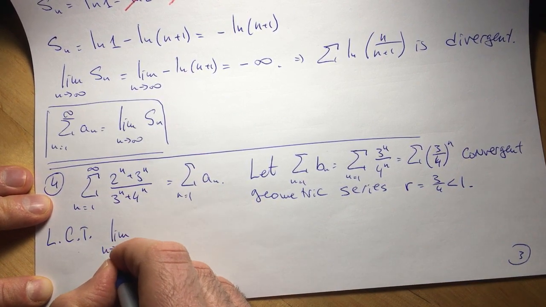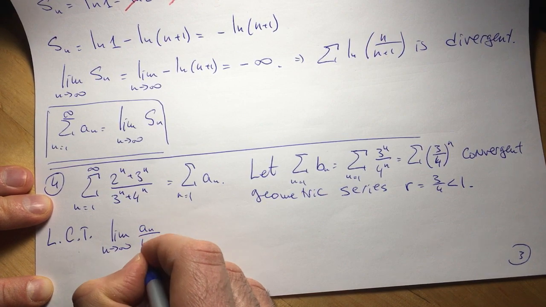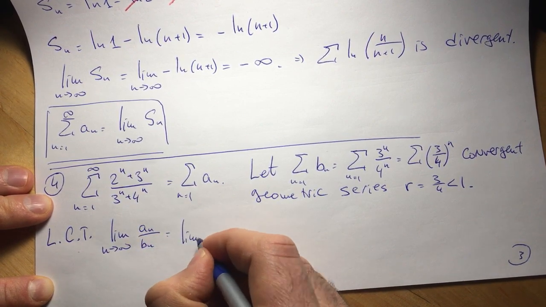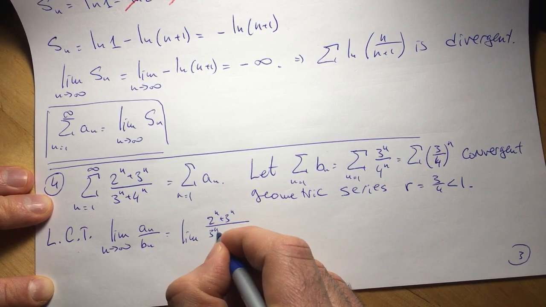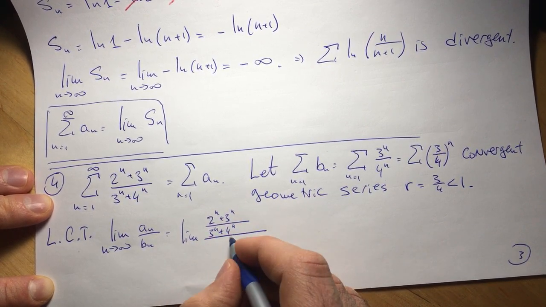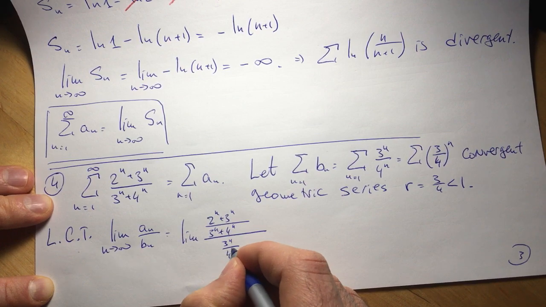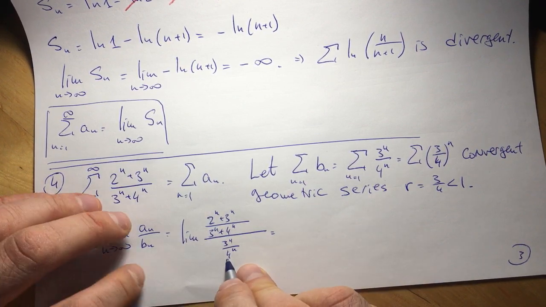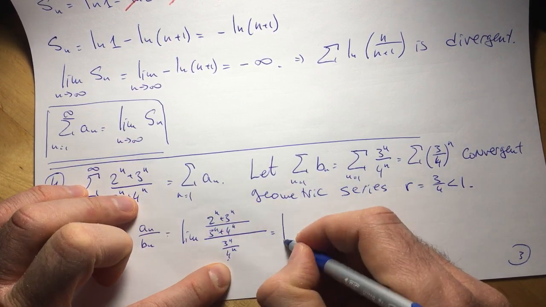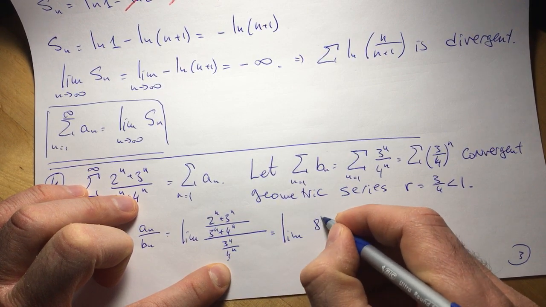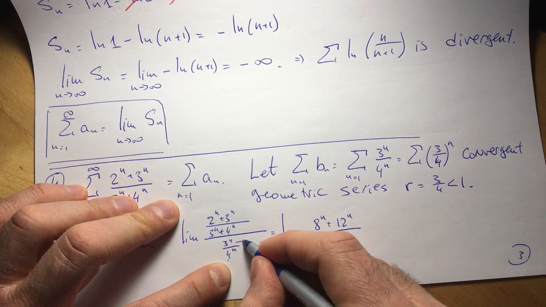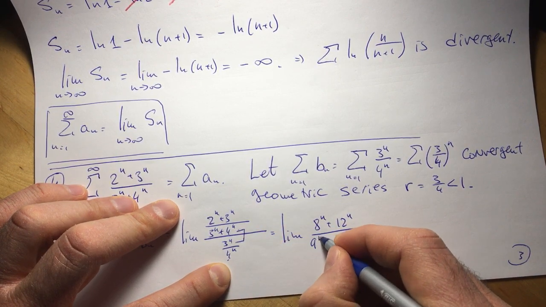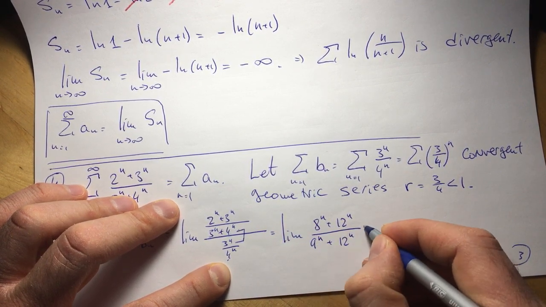The limit as n goes to infinity of an over bn is equal to the limit of 2 to the power n plus 3 to the power n over 3 to the power n plus 4 to the power n, over 3 to the power n over 4 to the power n. Multiply this term times the numerator. That gives you 8 to the power n plus 12 to the power n over this term times this term, 9 to the power n plus 12 to the power n.